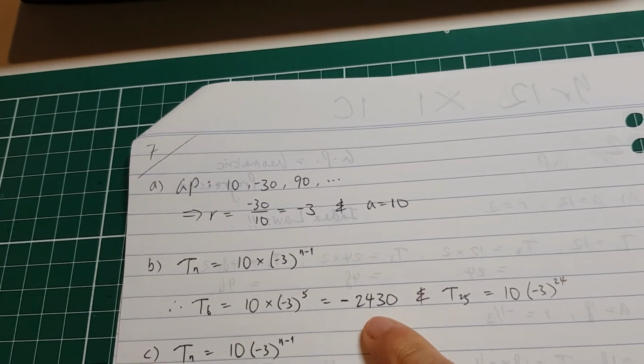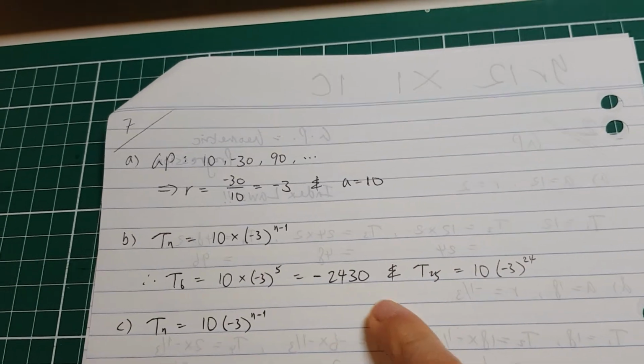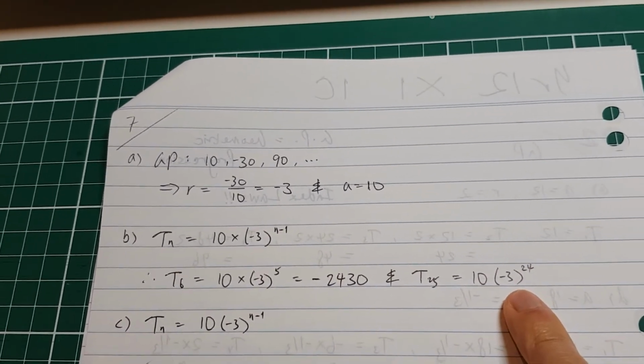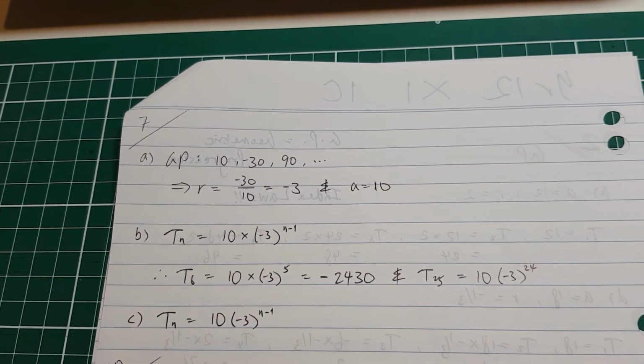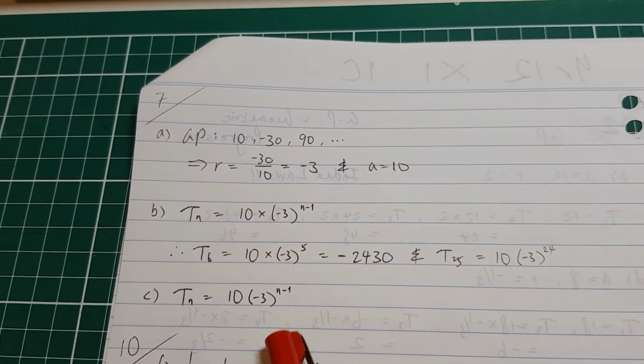So then it's going to be that, you can use a calculator at that point. And T25 obviously then will be that one. Now, don't even bother using a calculator because it's a huge number, so you can just leave it like that, okay? And obviously the nth term will be that one there.